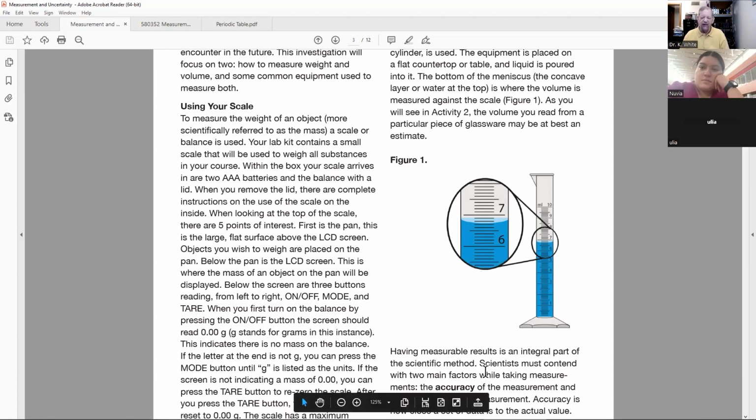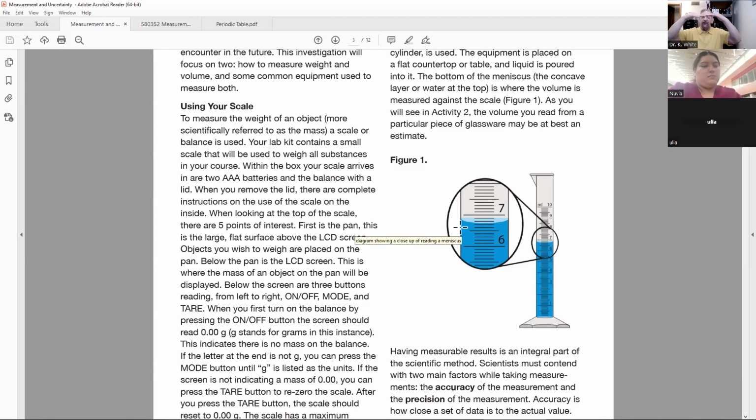Now, as you see here in the picture in figure one, when you put a liquid in there, and the liquid you'll be using is water today, it's not straight across. It forms a, like a letter U, and that's called a meniscus. Now, where do you read this?